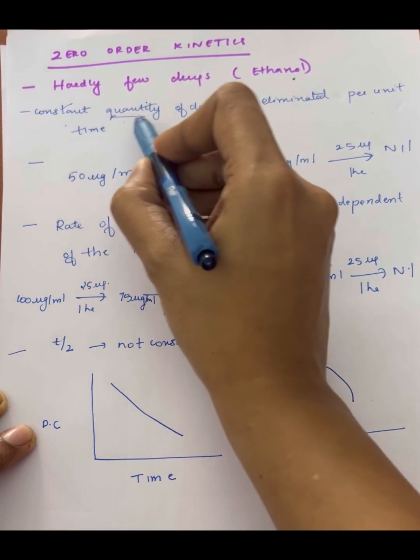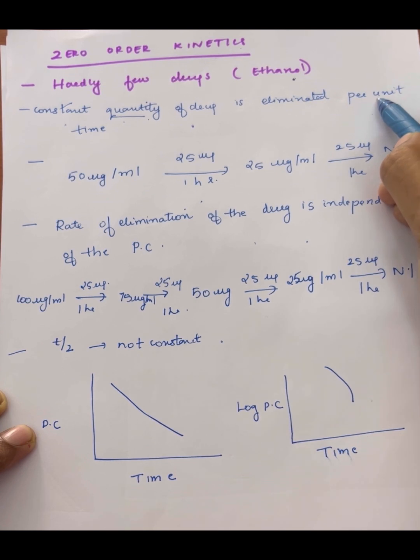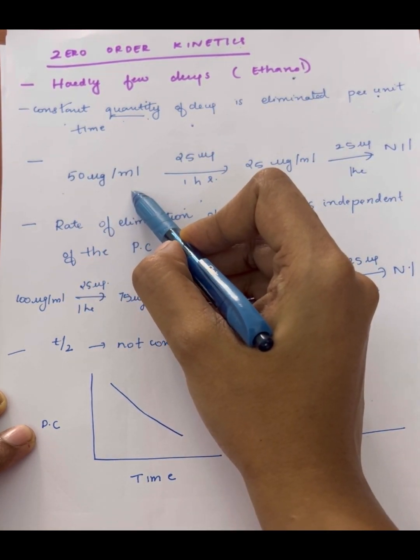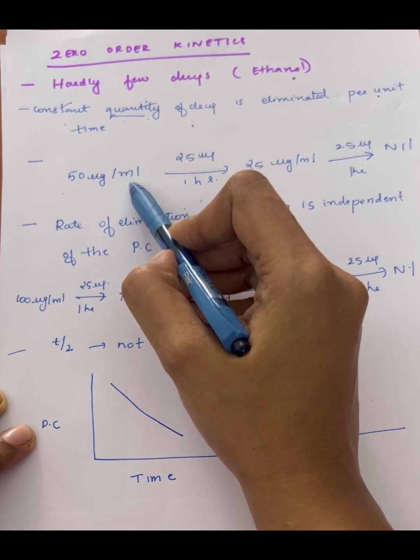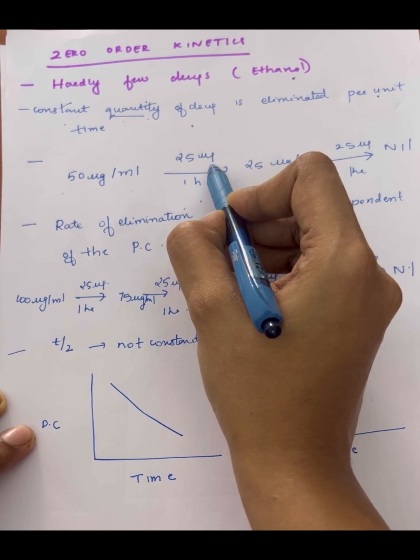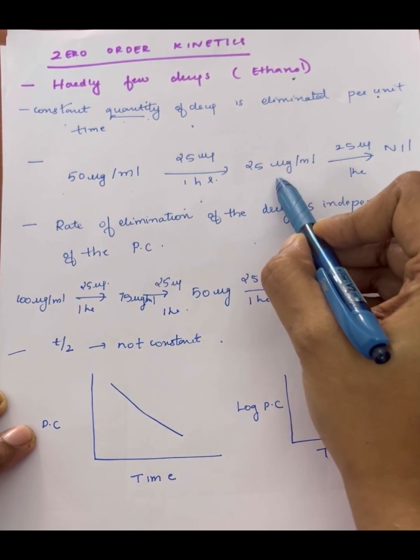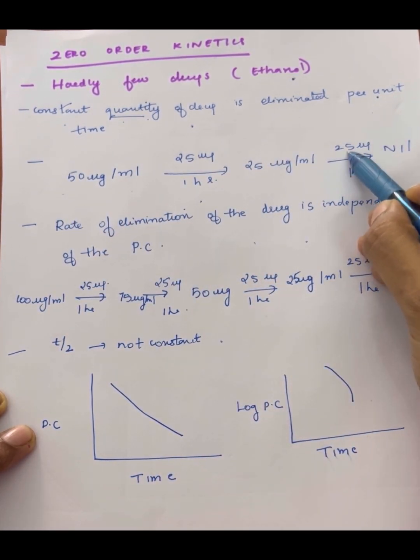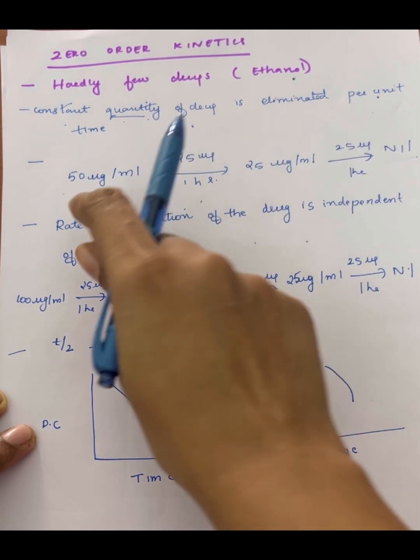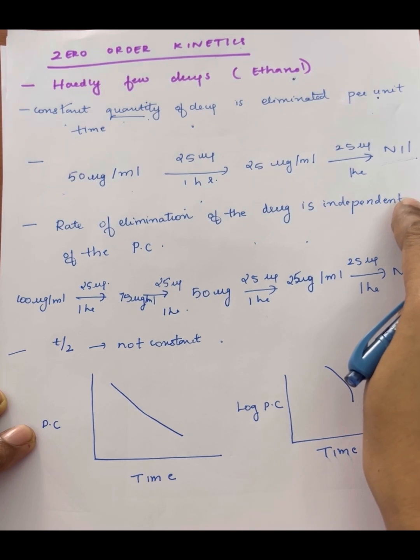A constant quantity of the drug is eliminated per unit time, or a fixed quantity of the drug is eliminated per unit time. For example, let us take a drug which has a plasma concentration of 50 microgram per ml. So plasma concentration is declining at a fixed quantity, let's say 25 microgram. So the drug is getting reduced to 25 microgram. Another 25 microgram is eliminated, so completely the drug is getting eliminated. So this is one example of the drugs that follow zero order kinetics.